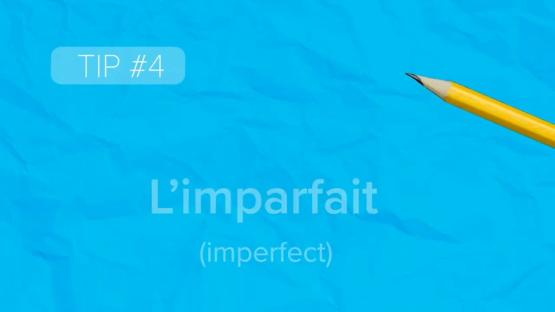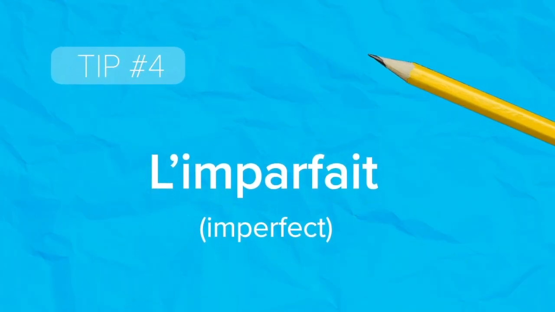L'imparfait, or imperfect. It's generally the past tense for repeated actions, not things that you just did once. Across the board for ER, IR, and RE verbs, you make the stem by dropping the O and S of the nous present form. So for aimer, it would be aime again. Let's take a look at the endings now.